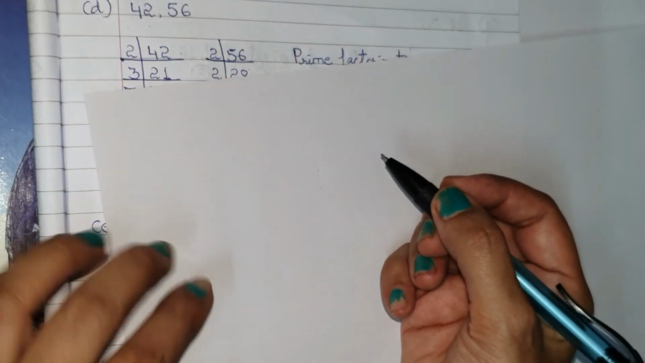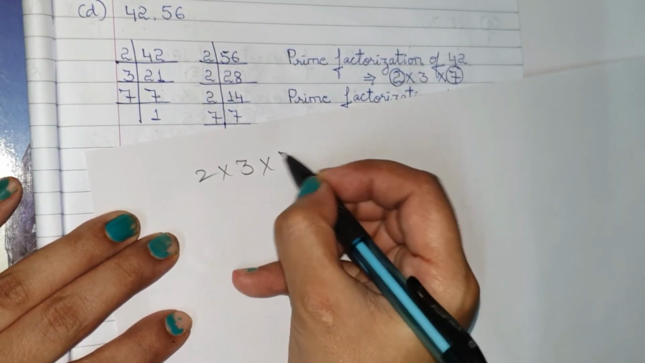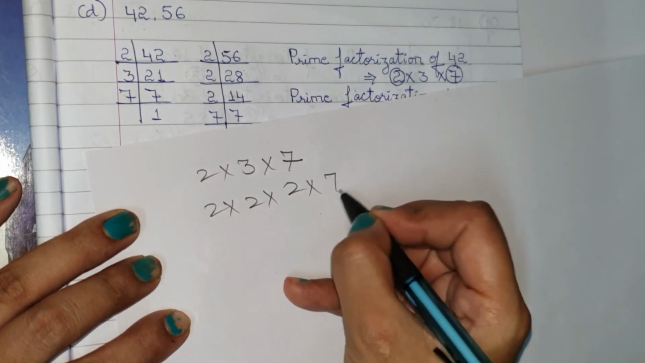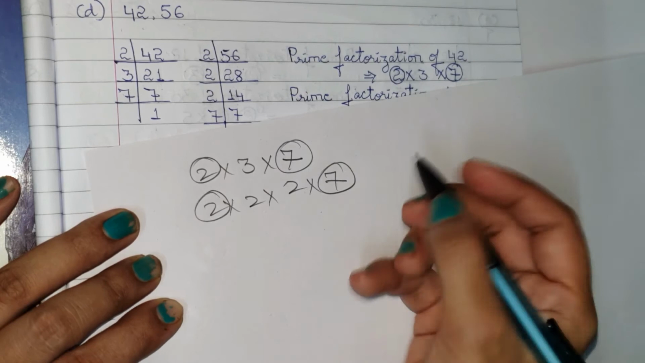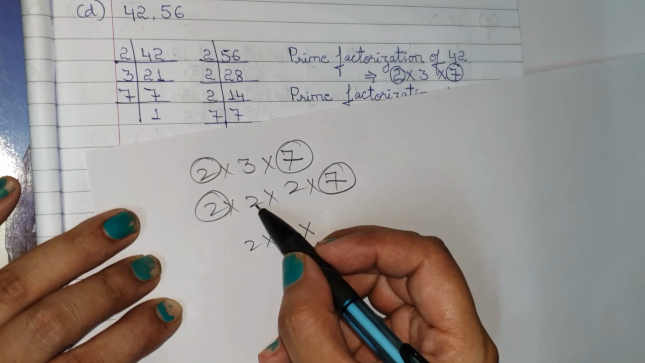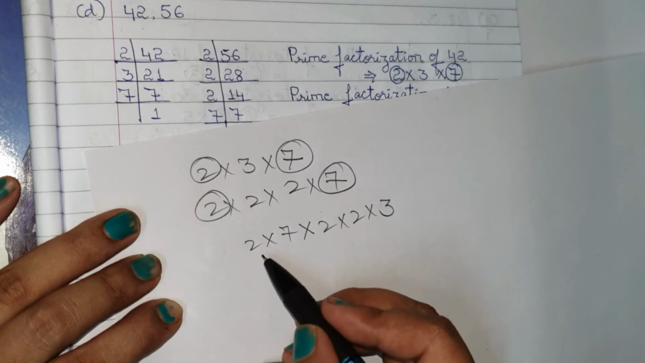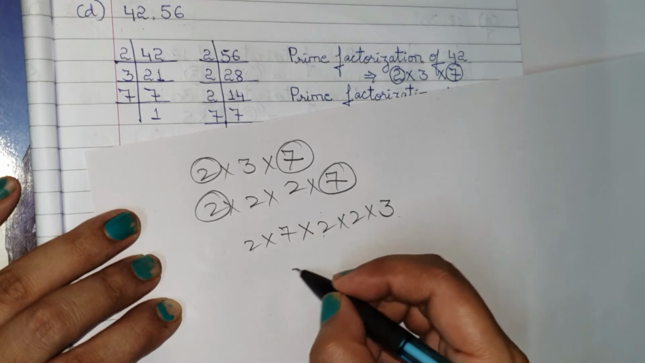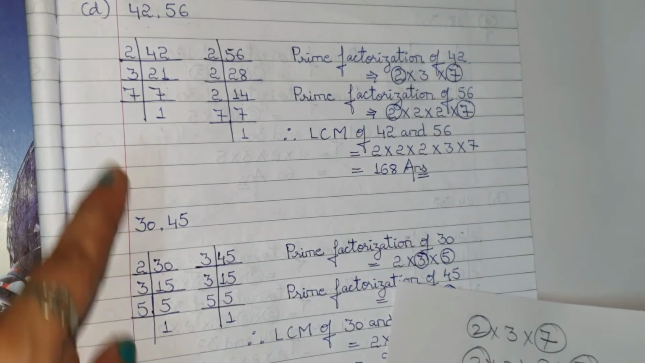See now, what are the prime factorization? Here the prime factorization of 42 is 2 into 3 into 7, and the prime factorization of 56 is 2 into 2 into 2 into 7. So the common is 2 which is coming in both, and 7 which is coming in both. So the common are 2 and 7. And what are the uncommon which is not coming common in both? So 2, 2 and 3. So it will be 2, 2 and 3 that you will write. Now you have to multiply. 2 2s are 4, 4 2s are 8, 8 3s are 24, and 24 into 7 will give you 168. So this will be your answer of D part.